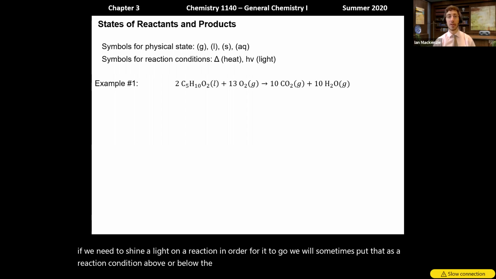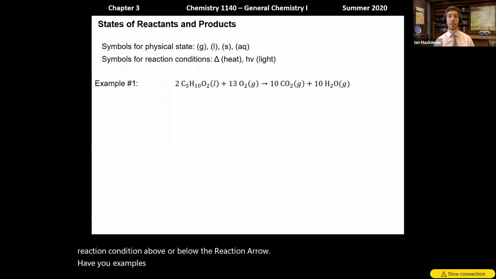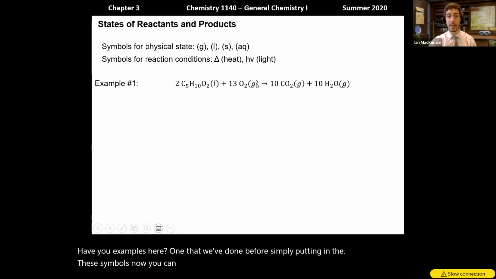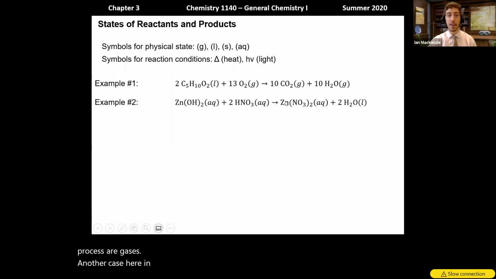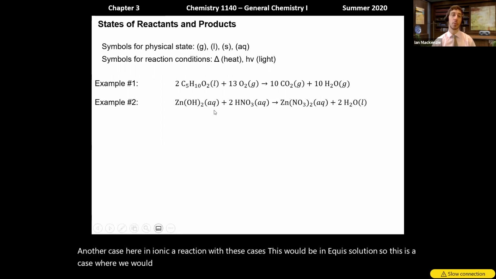A few examples here, one that we've done before, simply putting in the phase symbols. Now you can see oxygen is a gas, CO2 and water that are generated in this process are gases. Another case here in ionic reaction with these cases, this would be in aqueous solution. So this is a case where we would be doing this reaction in water, and so we would write aqueous after the chemical formulas.